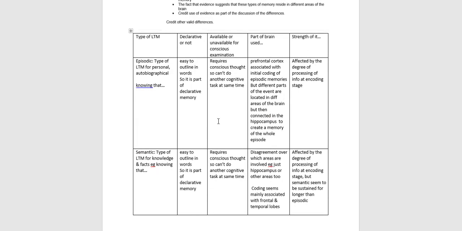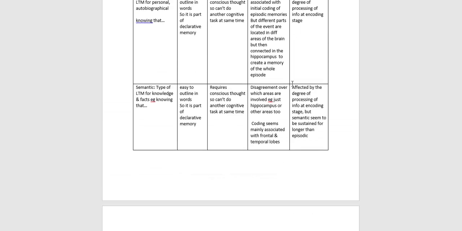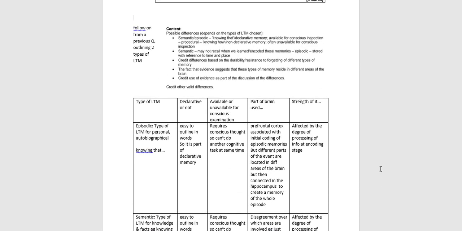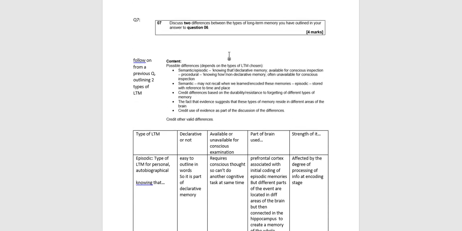And then if you just needed a comparison for these two, the episodic seems to be affected by the degree of processing of information at the encoding stage, which semantic is as well, but semantic seems to be sustained, seems to last for longer than episodic. So you've got two or three that you can make direct comparisons with, and extra bits there as well. So hopefully that is useful, and taking you back to what was in the mark scheme, that's covering it in less detail.